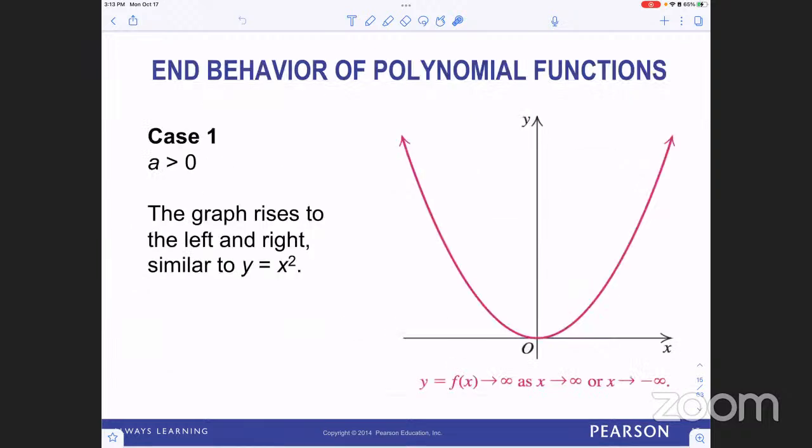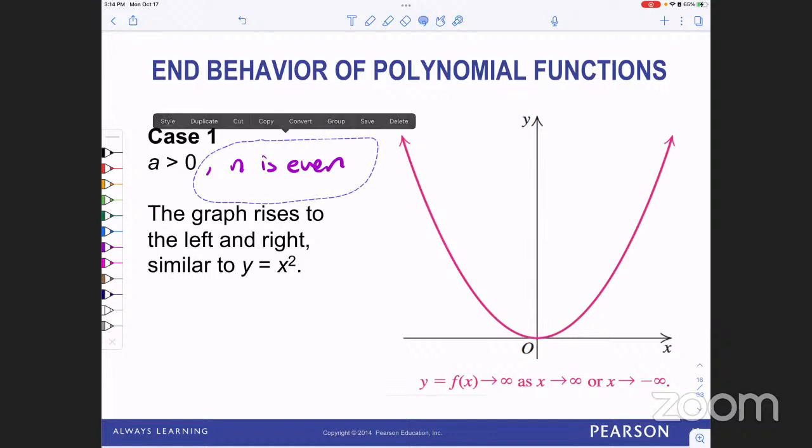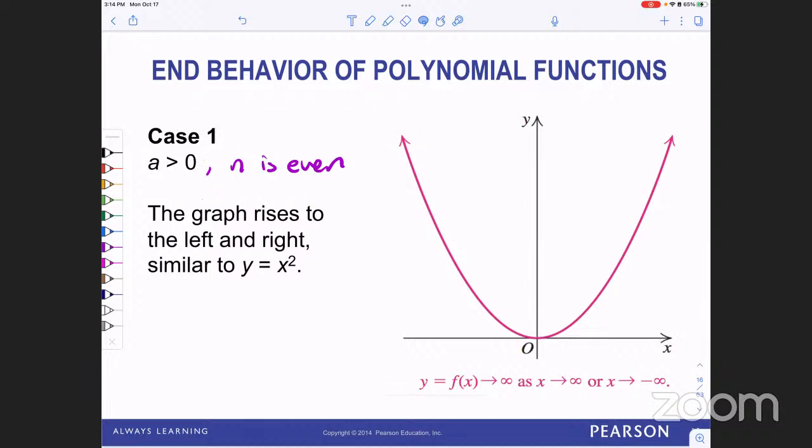Okay. So then we have this end behavior of polynomial functions. We have this case one. This is missing something where it should say when n is even. Okay, so we're going to look at the end behavior.